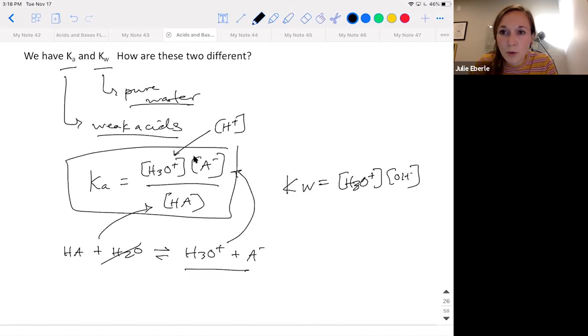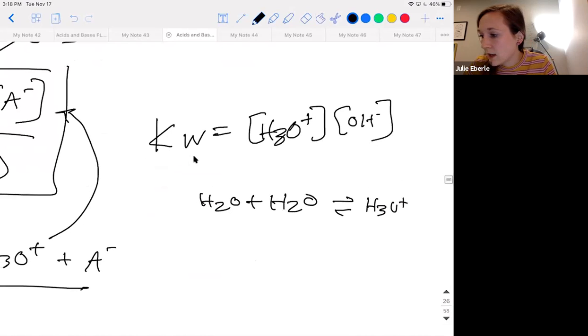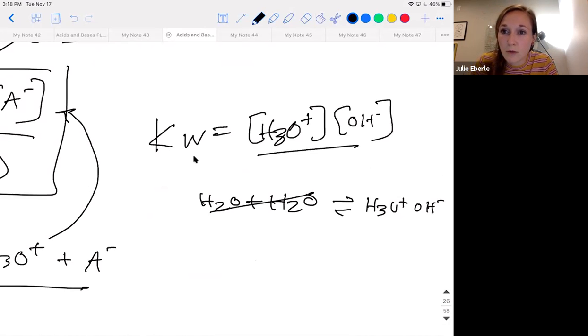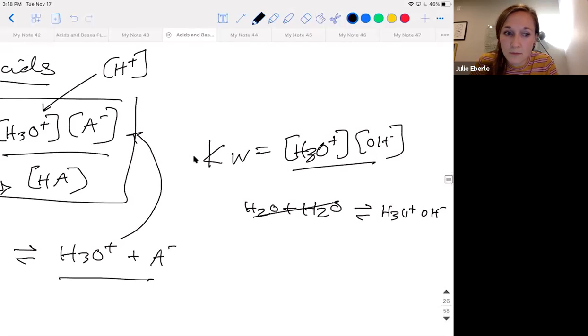Kw is just for pure water, where we have H2O and one molecule acts as an acid, the other molecule acts as a base, and you get H3O plus and OH minus. So these are your products, but we essentially take water out of that equation too. So we just have the multiplication of these two concentrations of these ions.